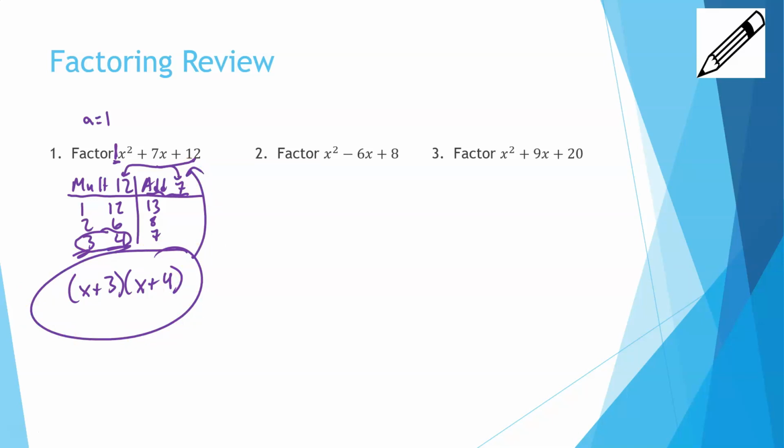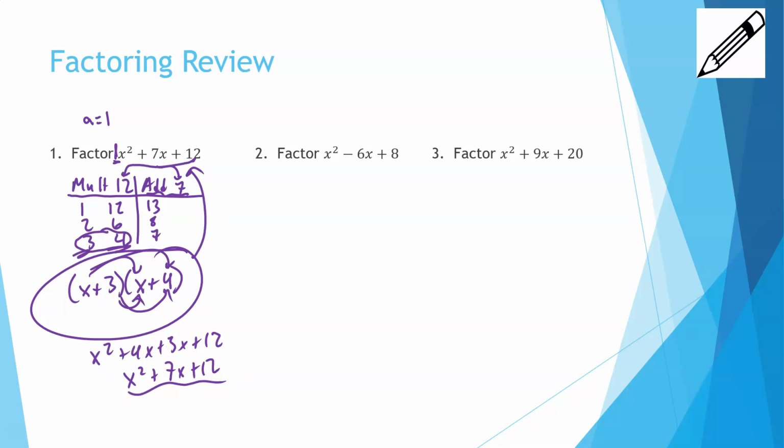If you ever want to check your work or you don't trust it, you could just distribute it out. I get x squared plus 4x plus 3x plus 12, and we can see that is in fact equal to x squared plus 7x plus 12. Okay, I don't usually show that work, but on this one I wanted to show you basically what we did.